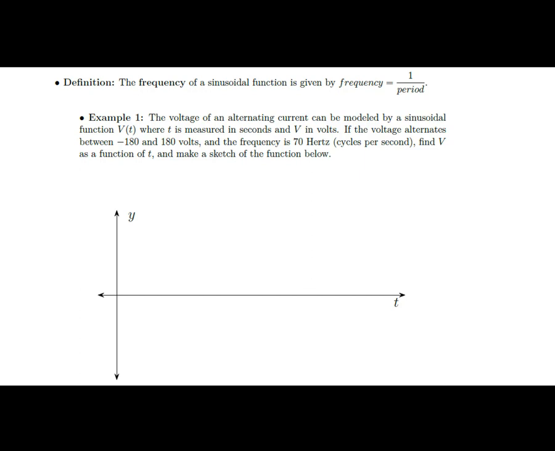of our buildings. It says the voltage on an alternating current can be modeled by a sinusoidal function, v of t, where t is measured in seconds and v is in volts. If the voltage alternates between negative 180 and 180 volts, and the frequency is 70 hertz, find v, the voltage as a function of time, and make a sketch of the function below.